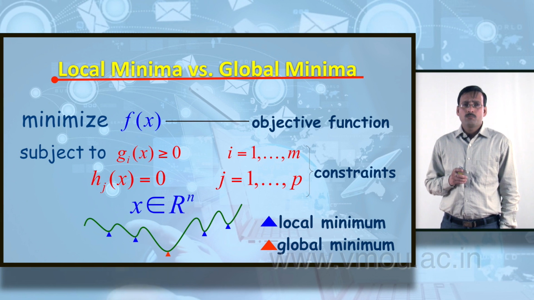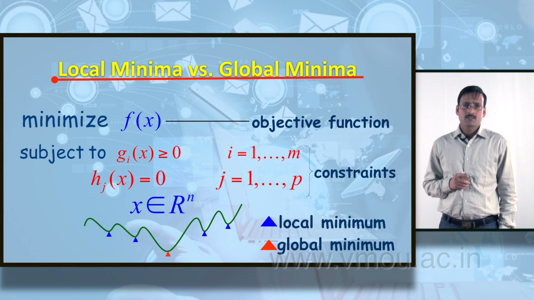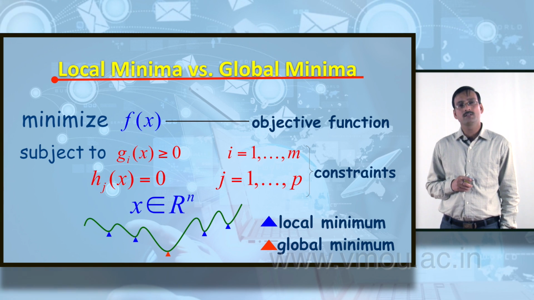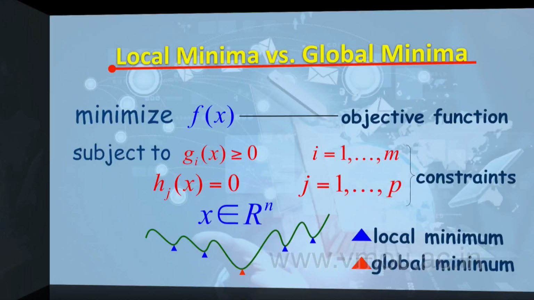Most of the deterministic algorithms available in the literature, the classical algorithms, find local minima, and it is really very difficult to find the global minimum for a general nonlinear programming problem. Therefore there are many other heuristic or advanced random search based algorithms which find the global minima probabilistically, stochastically.